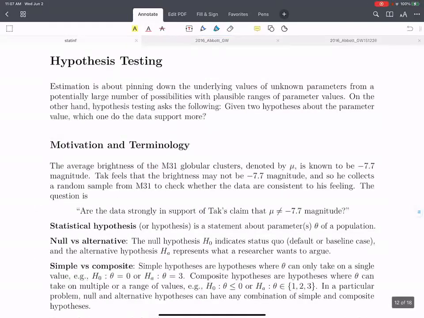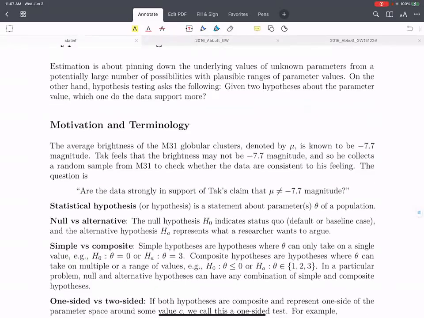So I will get back to that paper to interpret those phrases after we learn hypothesis testing. So here is one simple example, the running example. The average brightness of a specific cluster, denoted by mu, parameterized by mu in the statistical model, is known to be negative 7.7 magnitude. And I feel that that may not be the case. So I want to say this is not the case. So my question is, is the data strongly supporting my claim that mu, the population brightness, is not negative 7.7 magnitude?